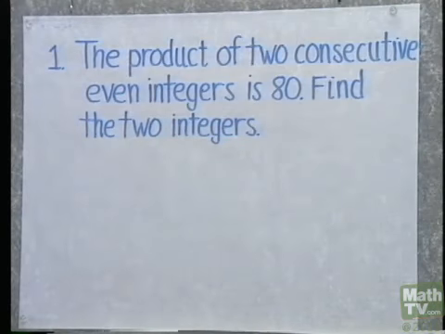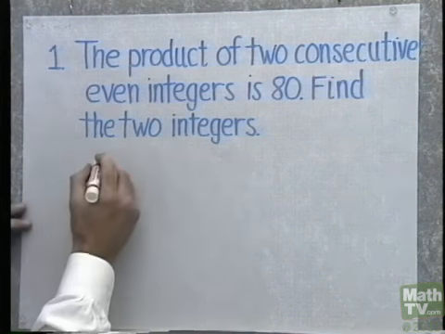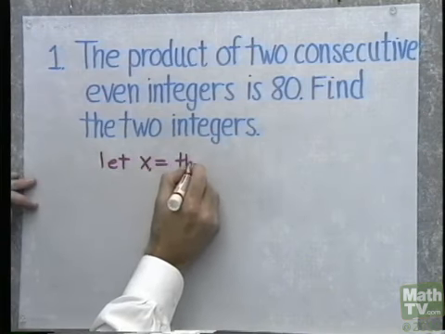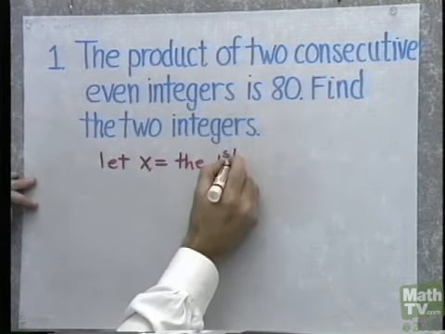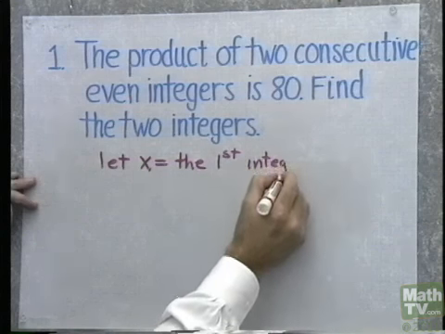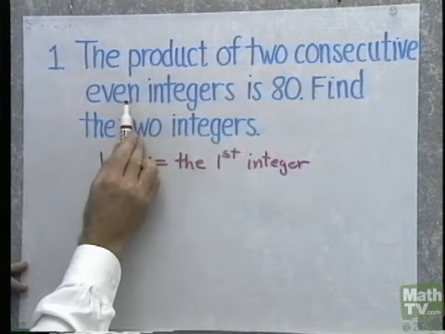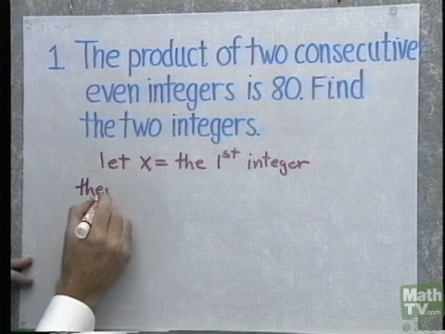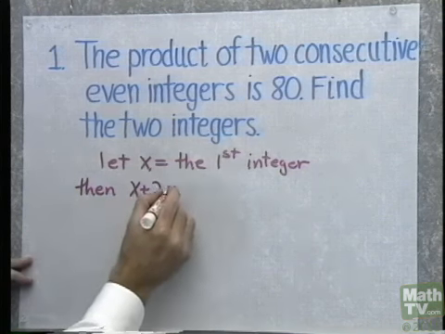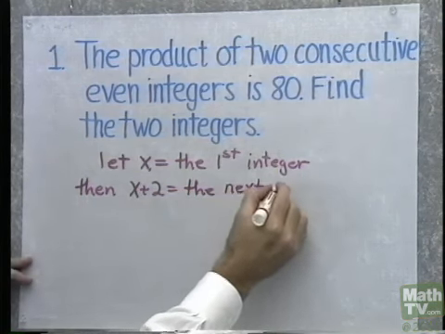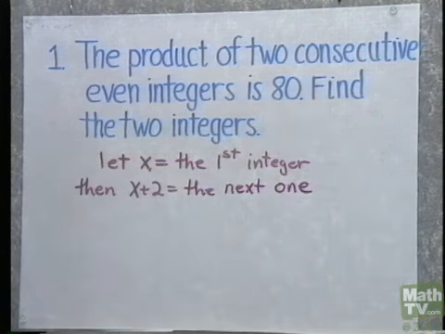The product of two consecutive even integers is 80. Find the two integers. Okay, so we want to start by saying let x equal the first integer of these two consecutive integers. Then, since they're consecutive even integers, x plus 2 is the next consecutive one. So x plus 2 is the next one.